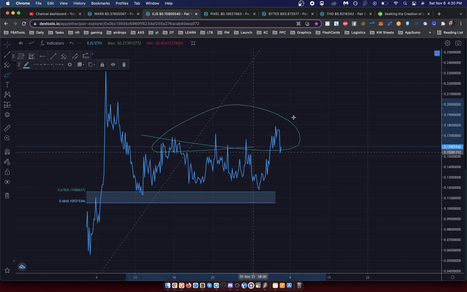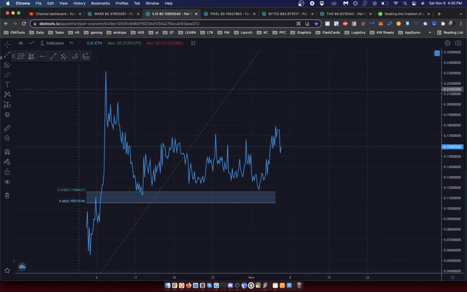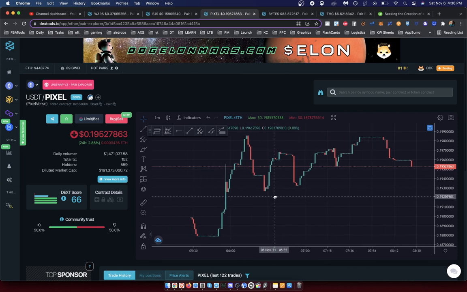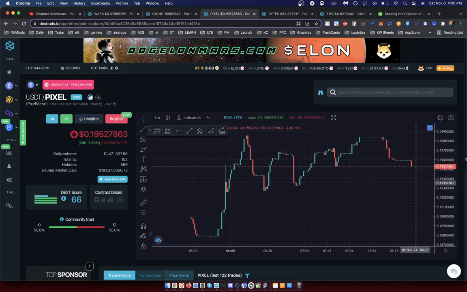This area, you don't want to buy this stuff. It's not what you want to buy. All right, so next is Pixelverse. Pixelverse is an IDO that just came out, and so I thought I would just show this chart just because I think it'll be very interesting to see where this levels out at, and you'll see over the next day or two what will happen to this.